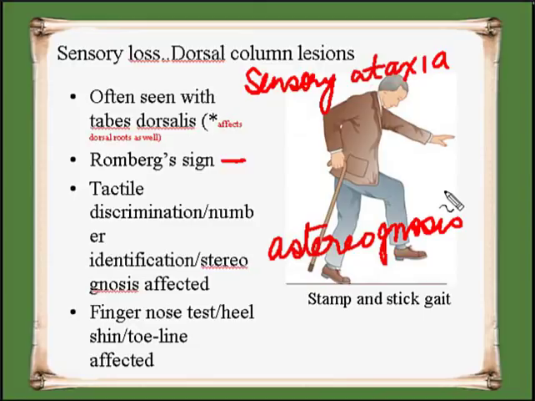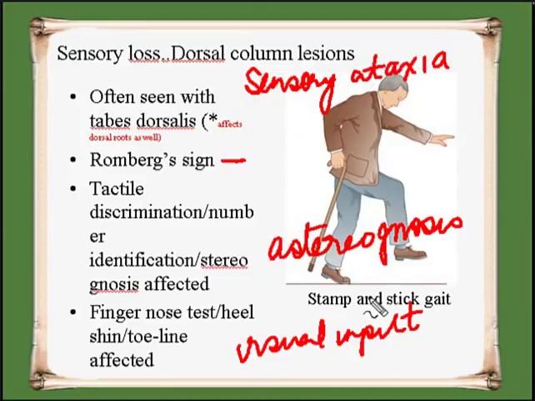This is because these are the sensations which are carried by the dorsal columns, and they fail the finger nose test and the heel shin or the toe line test. Again, here, if their eyes are open, they can do these tests because the visual input is there. So when the eyes are open, they're able to touch their finger to their nose, or the heel to their shin and the toe, they can walk, as I said, in a straight line. But when the eyes are closed, they cannot do that. The reason being, they have no idea of position, so that's why they're not able to do that.